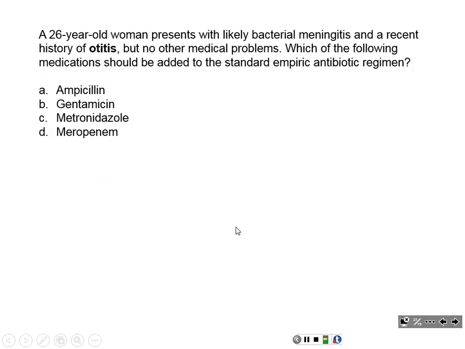So the next question, since I'm trying to give you the trickiest questions I can think of, and this tells you that my questions are not going to be that tricky. A 26-year-old woman presents with likely bacterial meningitis and a history of otitis, but no other medical problems. So now which medicine do you want to add to the antibiotic regimen? All right, I heard a definitive C, and that's right.